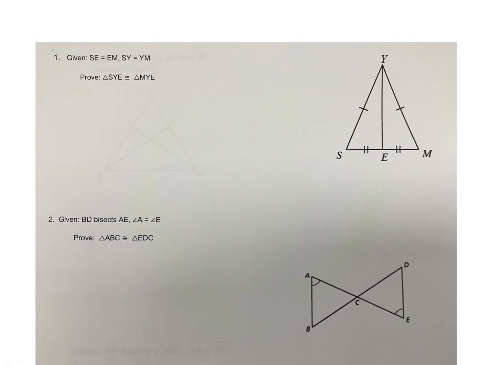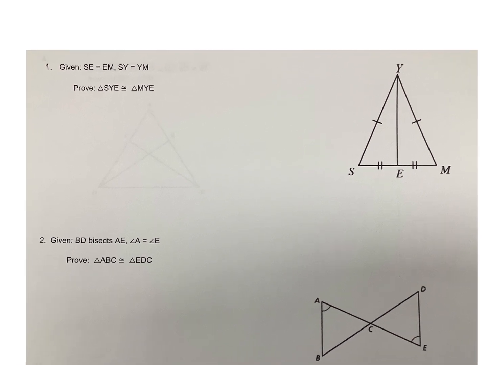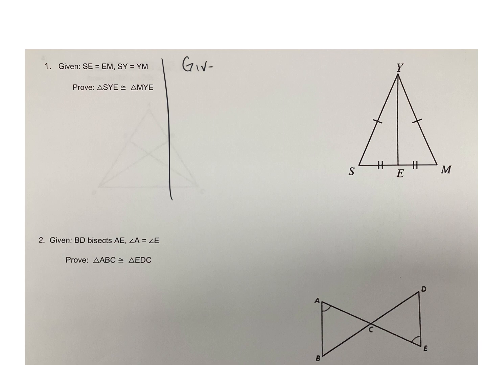So let's look at these proofs here. Let's start with number 1. We'll just try to make this easy here. This is your given, and your proof statement should be down at the bottom when we're done. So let's see here. SE and EM, it is marked in the picture. Okay, and SY and YM, that's marked. So just looking at the picture, are the 2 triangles congruent, and how do you know?